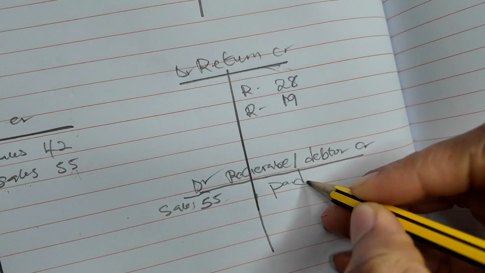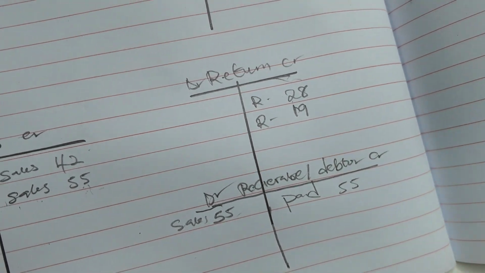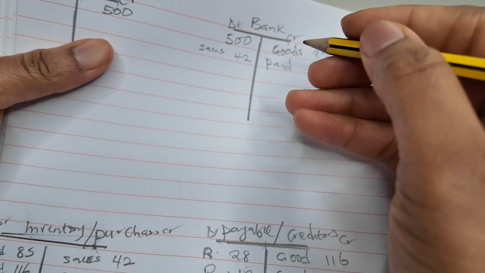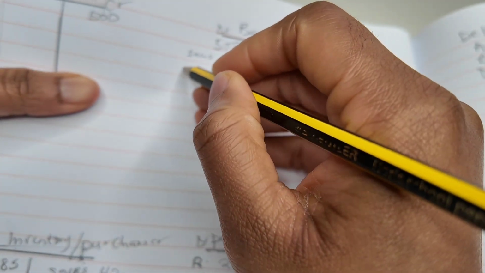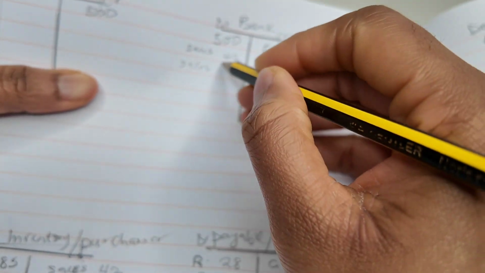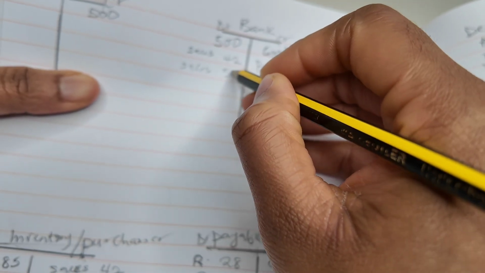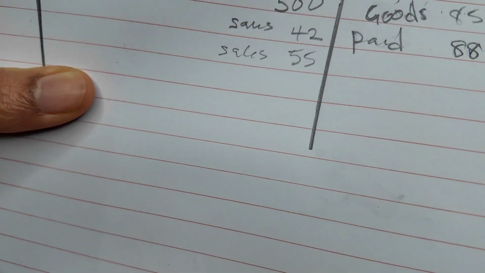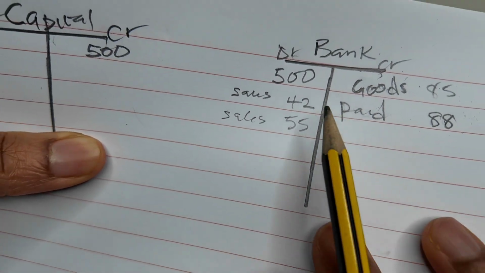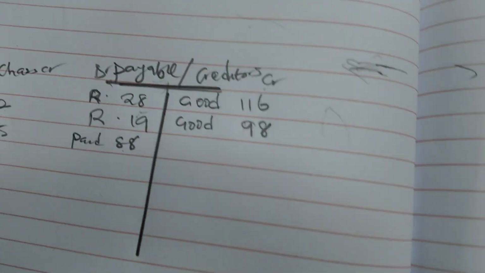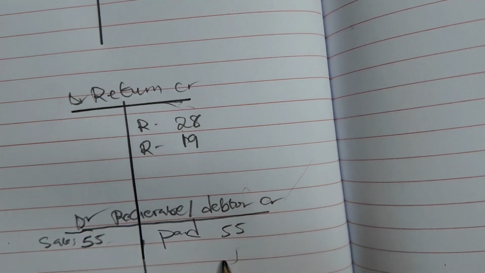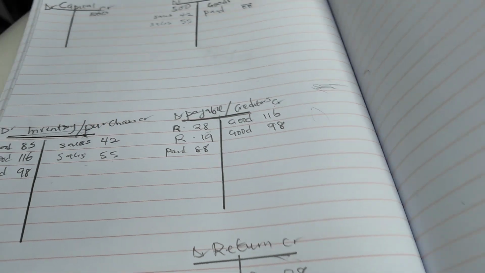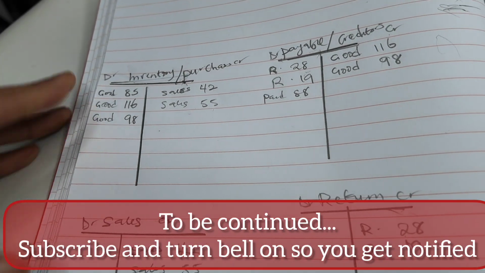We're going to write here paid £55, and when a payment is made into the business, money is going to come into the business, and hence we say sales £55. We have debited here, I hope you guys can see, we have debited £55 and we have credited £55 here. Right, now we are going to close off the accounts.